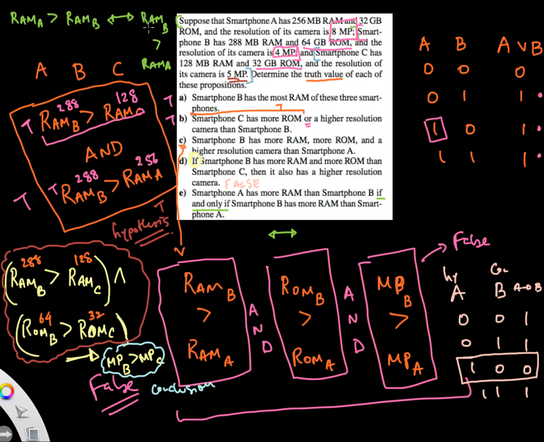It's false because the first part of this biconditional statement is false and the second part happens to be true. If I look at this first part over here, RAM A is greater than RAM B. The RAM of A is 256, RAM of B is 288. This is definitely false. And likewise, RAM B is greater than RAM A. This happens to be true. Again, looking at the truth table for the biconditional operator, when you have false and true, the entire validity of this statement becomes false as well.